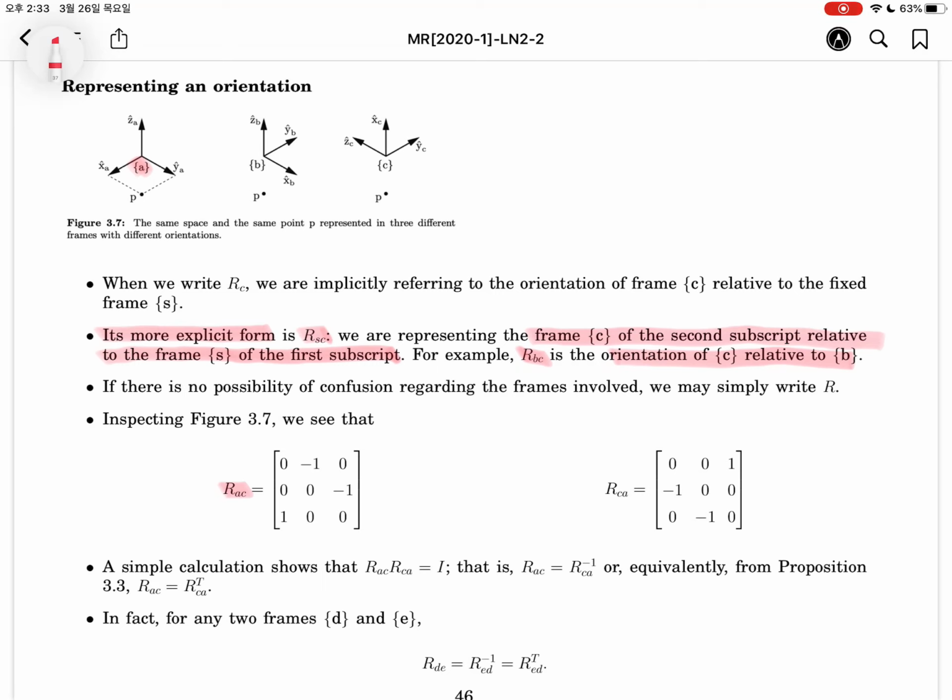So okay, let's read it. The orientation of C in terms of A can be written as 0, 0, 1. Then YC is -1, 0, 0. Okay, this one is 0, -1, 0. So we can read RAC as reference frame C relative to frame A.